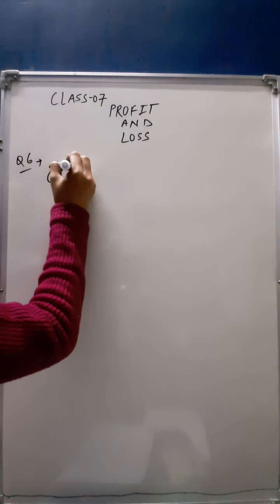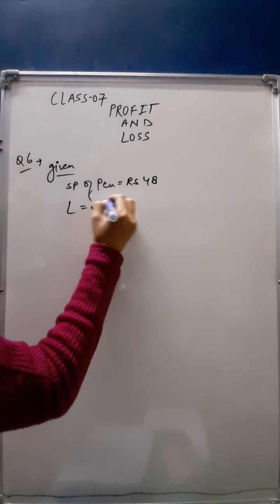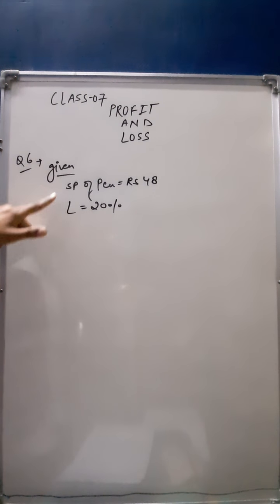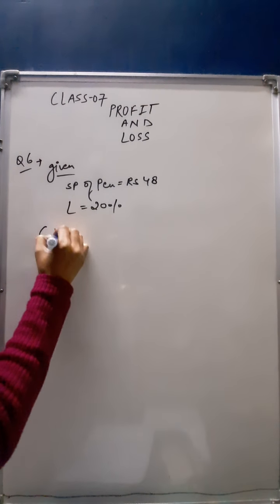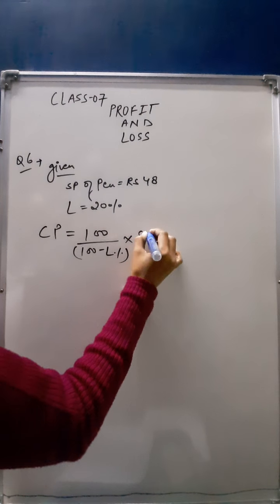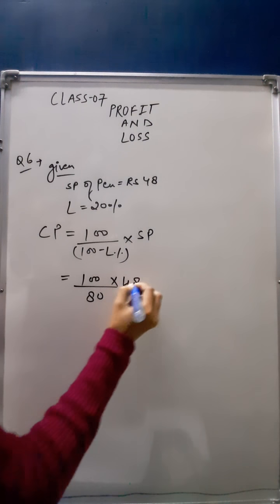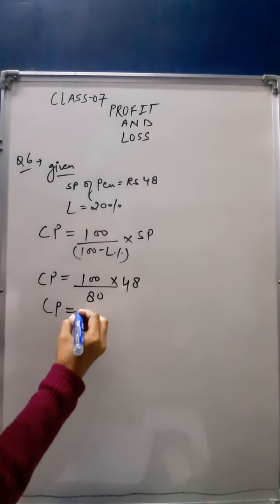Now I am going to discuss question number 6. In question number 6, on selling a pen for rupees 48, what is given? The SP of the pen is ₹48. A shopkeeper loses 20%. So the loss is 20%. We are given the SP and the loss, so we can calculate the CP. How will we calculate the CP? CP equals 100 upon 100 minus loss percent into selling price. Now put the values. When we calculate this, we get our cost price as ₹60.